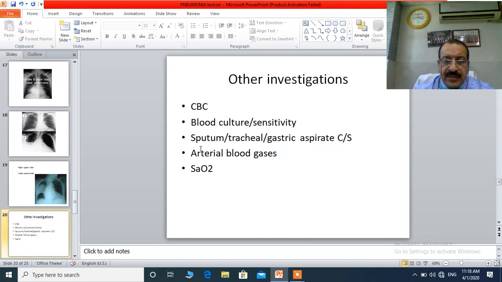Arterial blood gases are very important, especially in critically sick patients. And in addition to the monitoring of the vital signs, the saturation of oxygen must be monitored in order to regulate the flow of oxygen to maintain the saturation in the normal range.